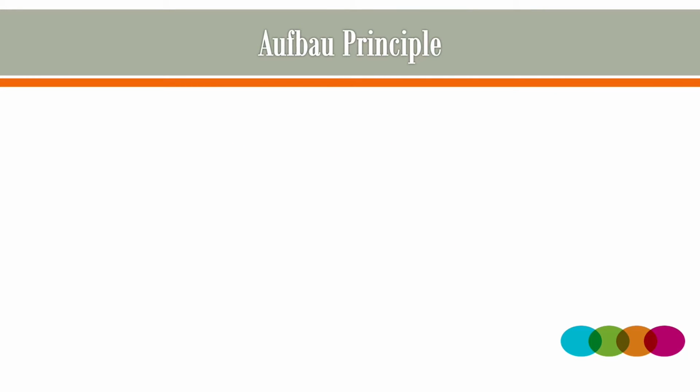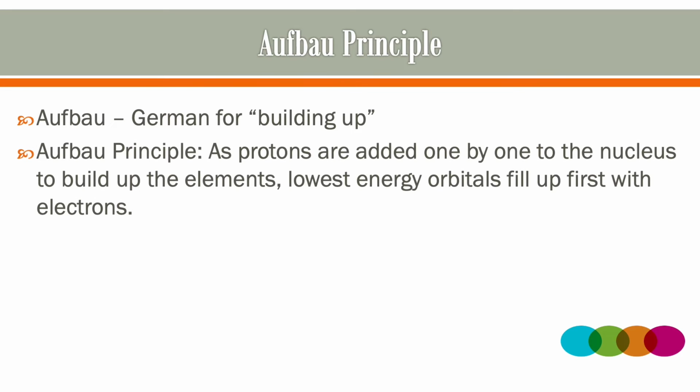Before writing electron configurations, let's understand the order and organization of electrons in atomic orbitals around the nucleus. Aufbau is German for building up. In chemistry, we use this term to describe how to build up an electron configuration. The Aufbau principle explains that as protons are added one by one to the nucleus to build up the elements in the periodic table, the lowest energy orbitals fill up first with electrons.